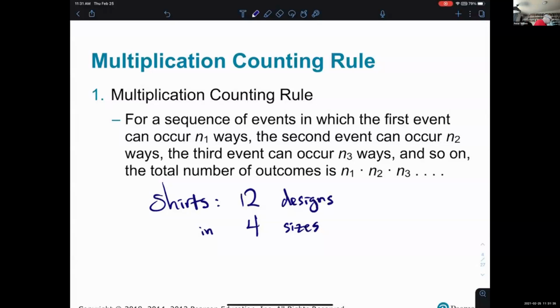And so you would multiply to get the total possible number of shirts, or shirt combos of design and size. You would have 12 designs. Each one has 4 sizes, for a total of 48 possibilities.